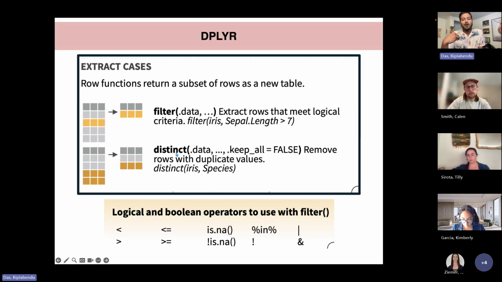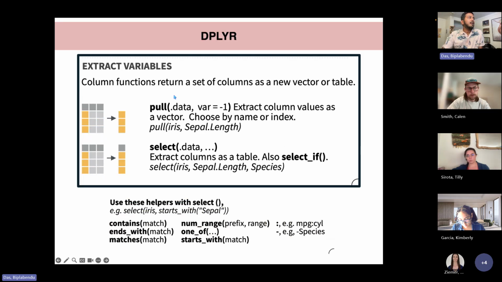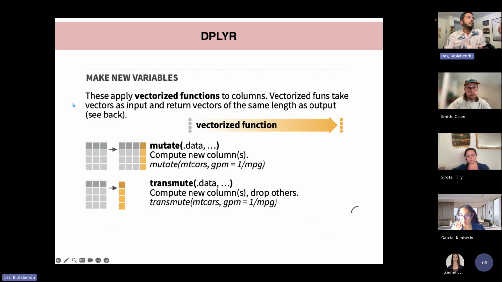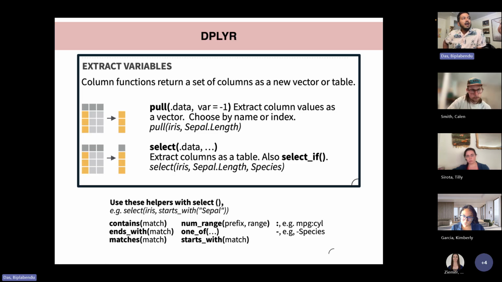Distinct is a different flavor of filter. It just removes redundancy, and we will talk about it in a second. Then you have select, which is kind of the same thing as filter but for columns, where we're selecting specific columns either by name or by a logic. And then pull is going to just grab the elements of a specific column.